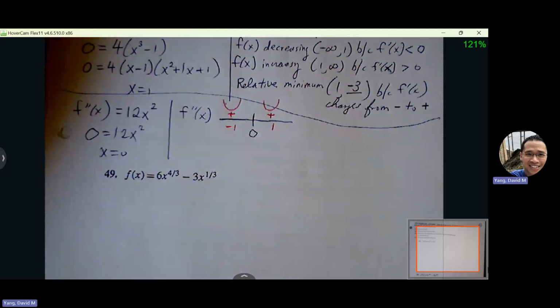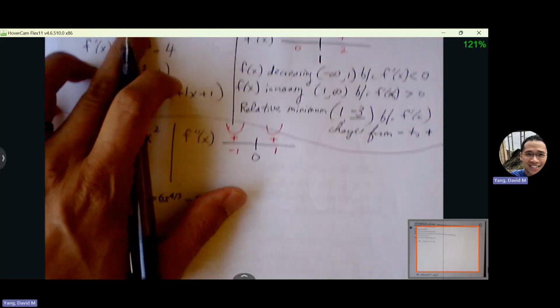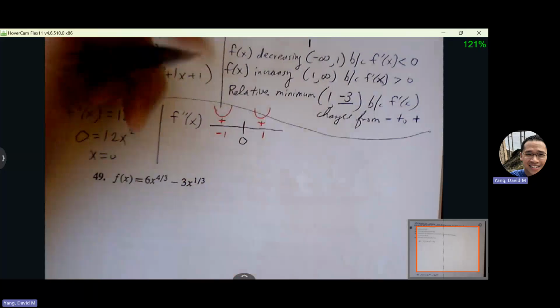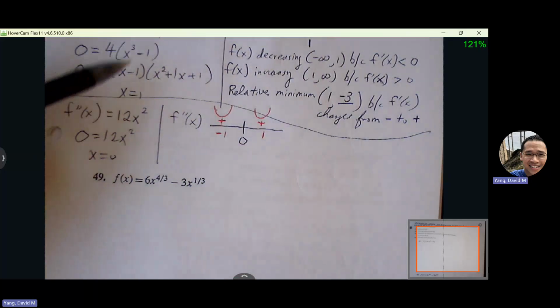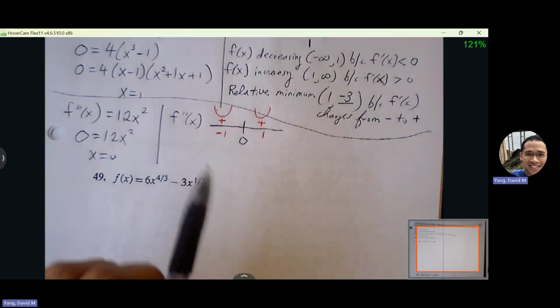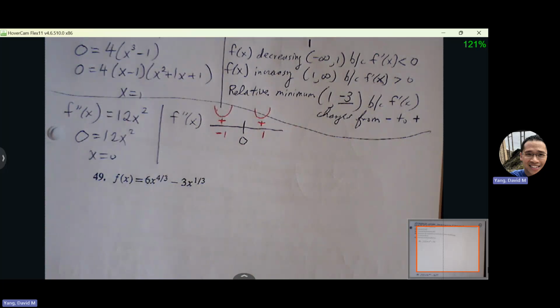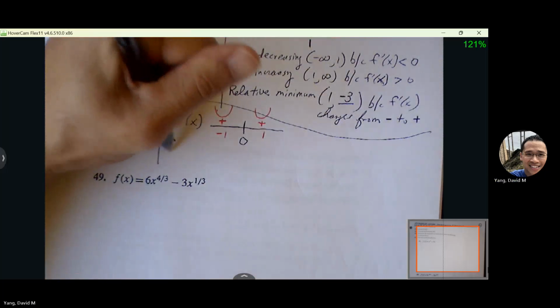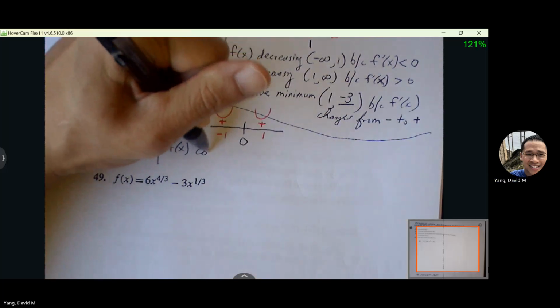Do we just state that there's no point of inflection? Yeah, in this case, it says find any points of inflection. So for part C, you just say none. But on the quiz, I'm going to ask you for specific characteristics, and you're just going to fill that space in. So it's like no POI because f double prime doesn't change signs, right? Yeah, let's do that.